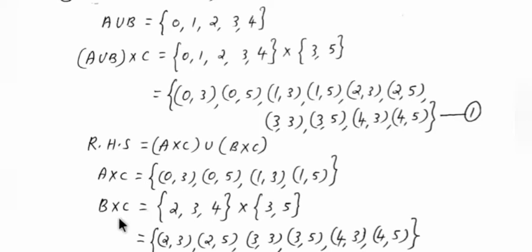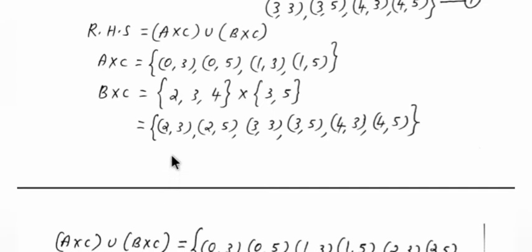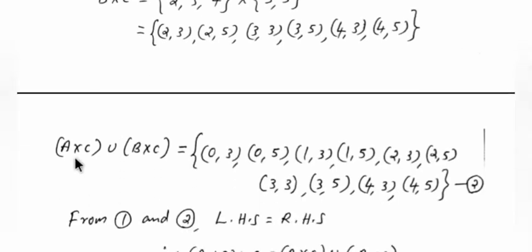B cross C is nothing but, first write the set B. B is 2, 3, 4. Then put cross. Then write C, 3, 5. Then take cross product. Do as in previous problems in exercise 1.1. We get this set. Then find out the whole RHS, A cross C union B cross C.